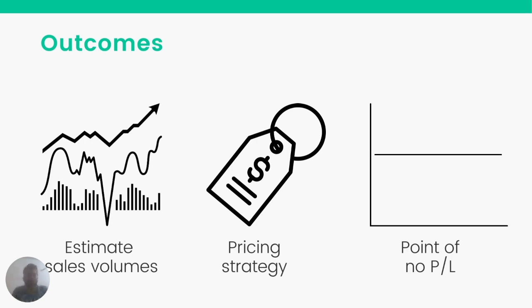Next, very important outcome is the pricing strategy. So this helps the company price their products in accordance with what their competitors' prices are, so that their products make profit as well and are affordable to the customer as well. It is a point of no profit and loss, so it helps the firm estimate at what point it would be starting to gain profit.